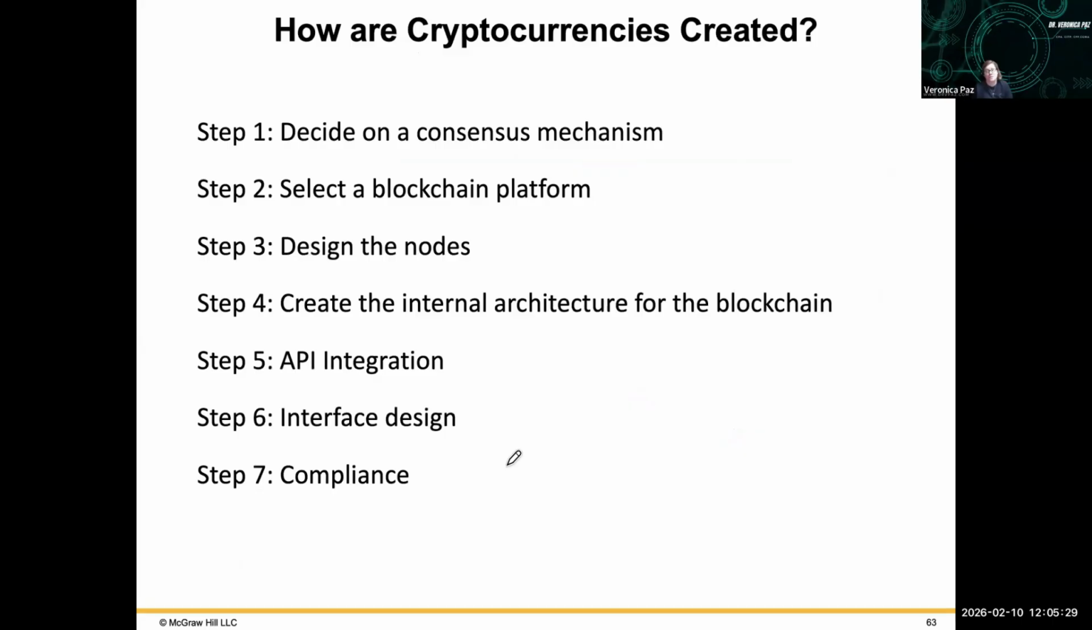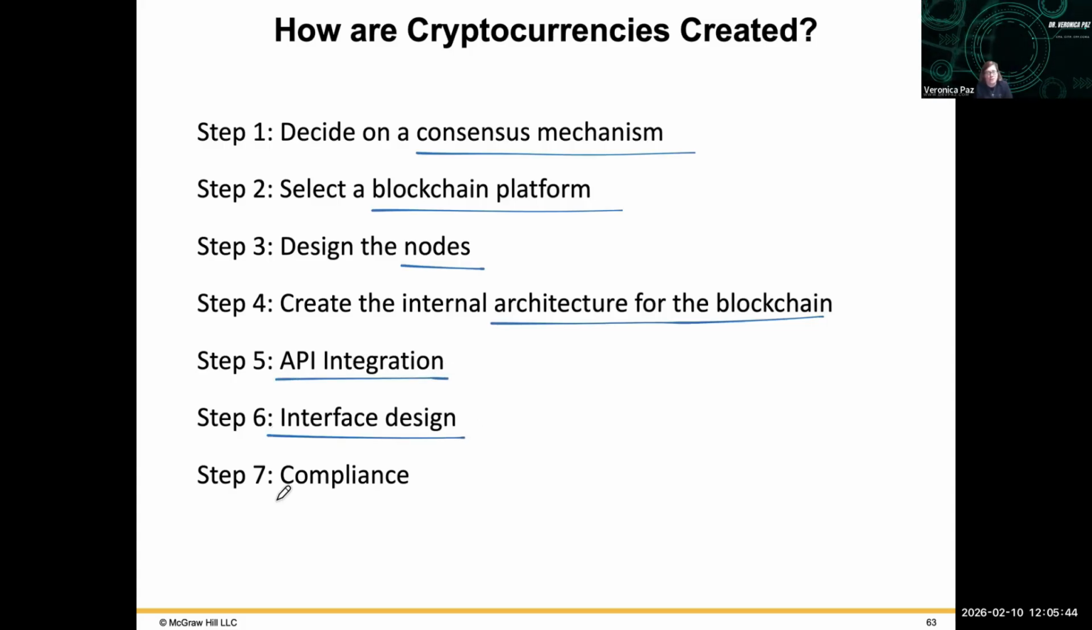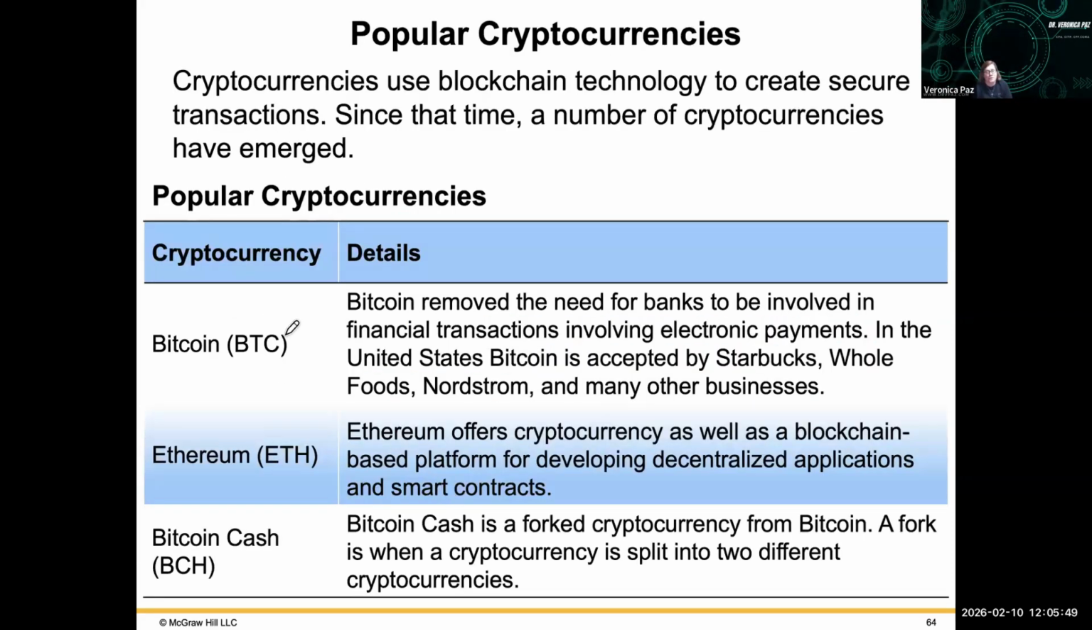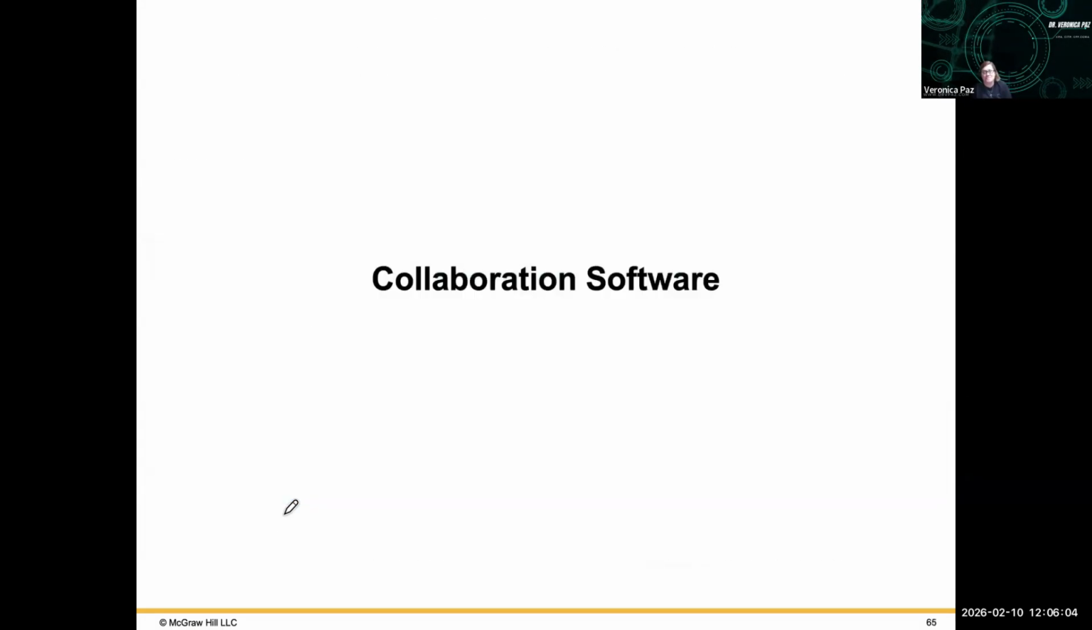And then we have the steps to that, right? You need to decide on a consensus mechanism, whatever blockchain platform we're using, the nodes, then we create that architecture for the blockchain. We do an API integration, and then we have the interface, and hopefully everything is compliant and we're good. So the different cryptocurrencies, we said Bitcoin, and then we have ETH and BCH, which are just like the top three. And I think in Everly, when you look at the ticker symbols, you'll also see the Bitcoin symbols as well. So it's kind of cool.